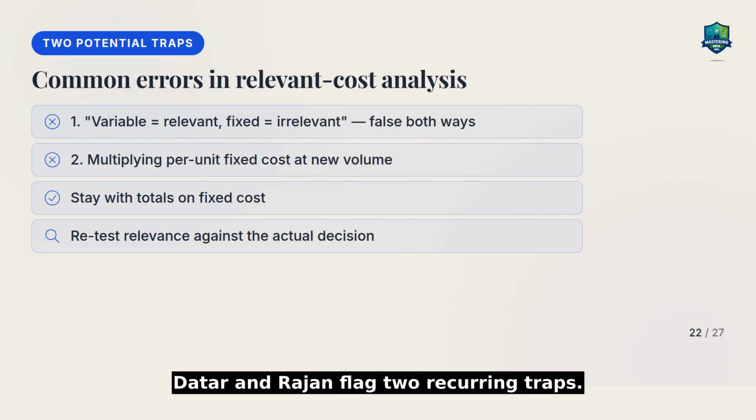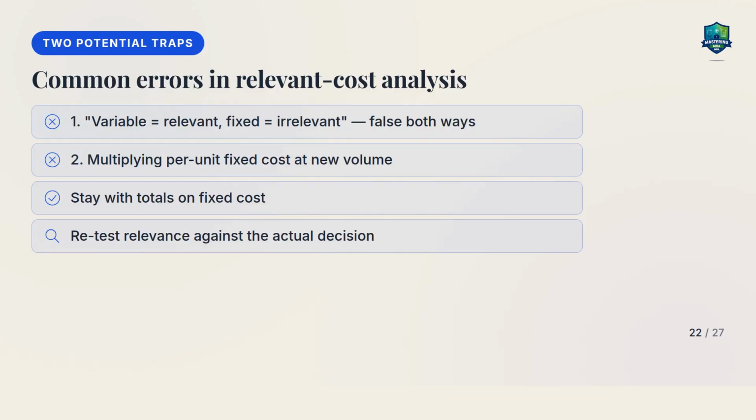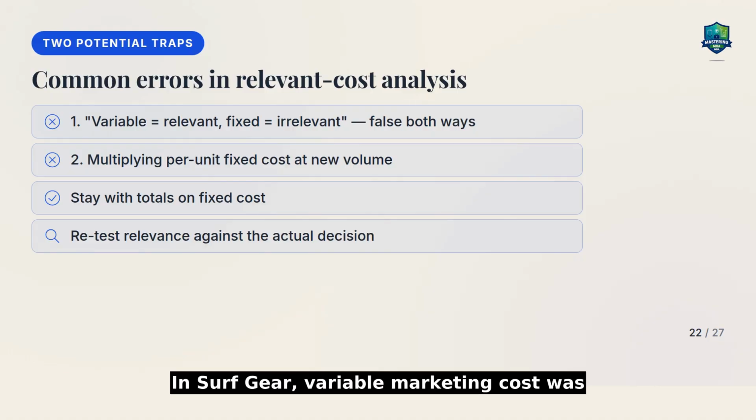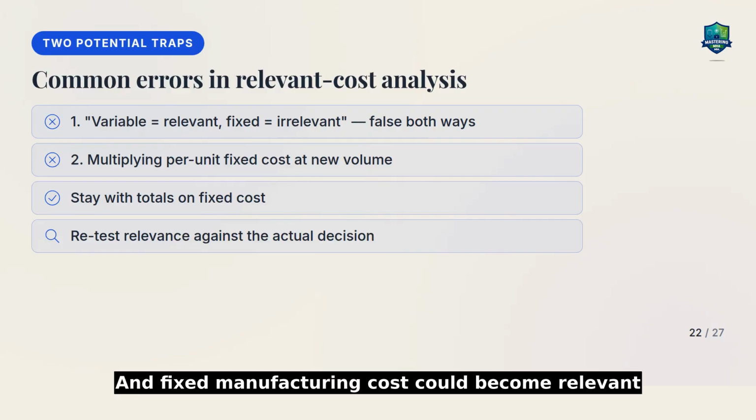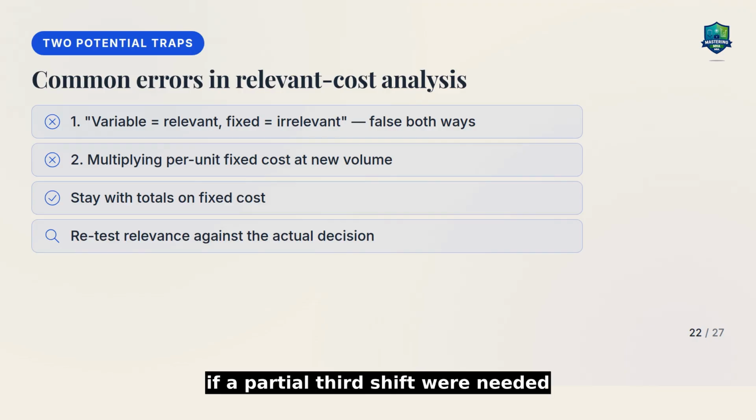Tatar and Rajan flag two recurring traps. One: assuming all variable costs are relevant and all fixed costs are irrelevant. False both ways. In Surf Gear, variable marketing cost was actually irrelevant because no marketing cost was incurred for the special order. And fixed manufacturing cost could become relevant if a partial third shift were needed to hit 45,000 units.